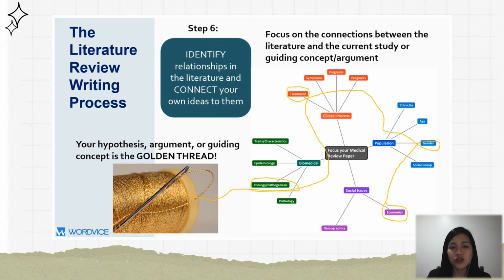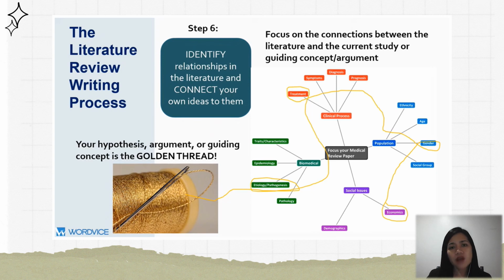Let's try to look at the illustration of the golden thread. This is what we call to identify the relationship in the literature and connect your own ideas to them. You will be focusing on the connections between the literature and the current study or guiding concepts or argument. Your hypothesis, argument, or guiding concept is what we call the golden thread.